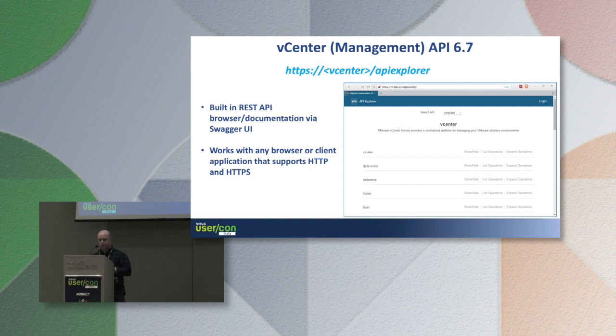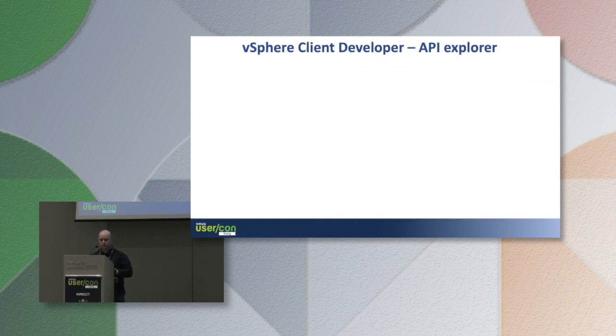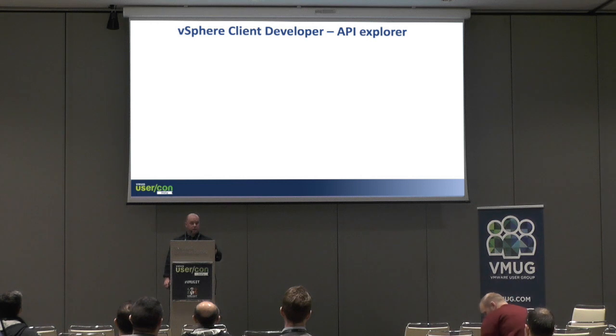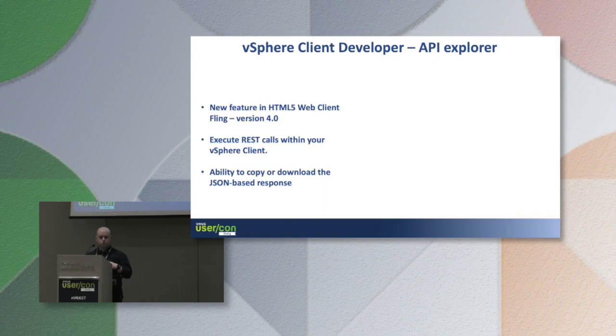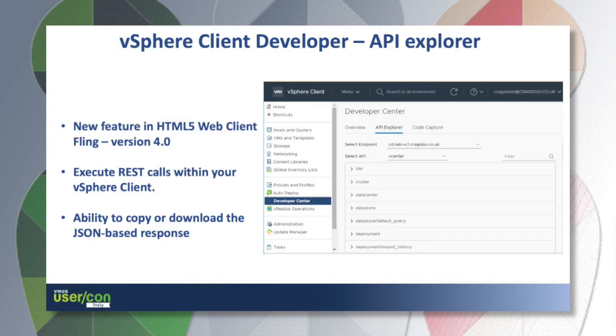Okay. So at the beginning of last month, March, VMware released an update of their Fling. Does everybody know about the Flings, the VMware Flings? Yeah, labs.vmware.com. The HTML5 client was first released as a Fling. They're still developing that. So version 4.0 or 4.1 was released at the beginning of March. And as part of that, they released an API Explorer built into the HTML5 client. Version 4 executes the REST calls within your vSphere client, and you can download your responses, your JSON, JavaScript Object Notation-based responses. And that's built in there.